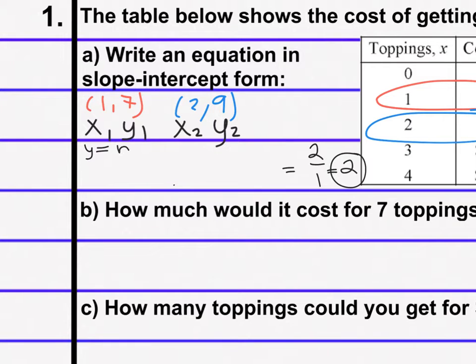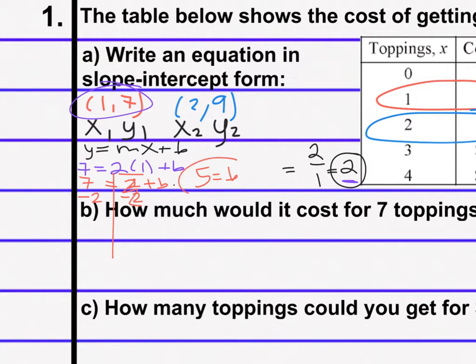Next, step 2, I pick one point. I'm going to use (1, 7). I don't have to, but that's what I'm going to pick. 7 is my y, 2 is my m from over here, 1 is my x, plus b. 2 times 1 is 2, plus b. Everything else stays. To solve for b, I have a one-step equation. 7 minus 2 is 5, so my b is 5. So my final answer, y = 2x + 5. I'm going to highlight that so I don't lose my answer, because I'm going to need it for everything else.